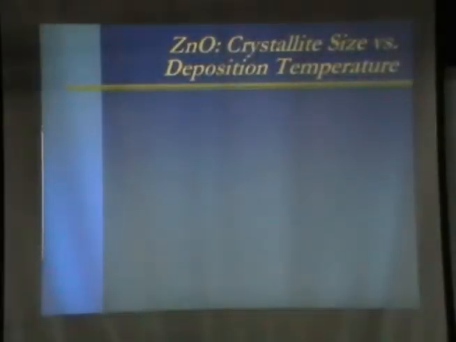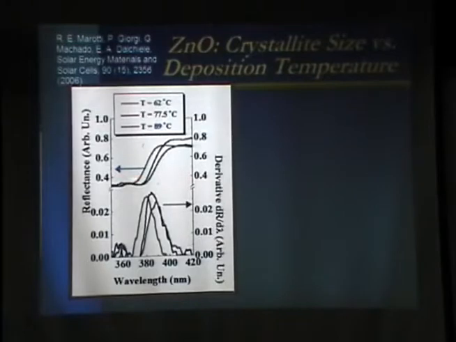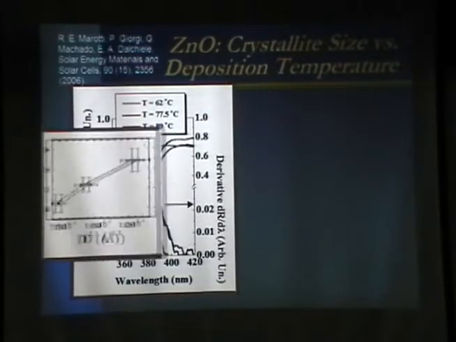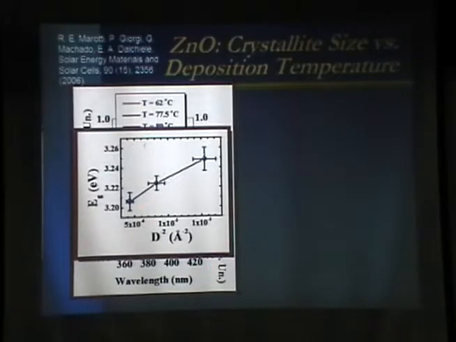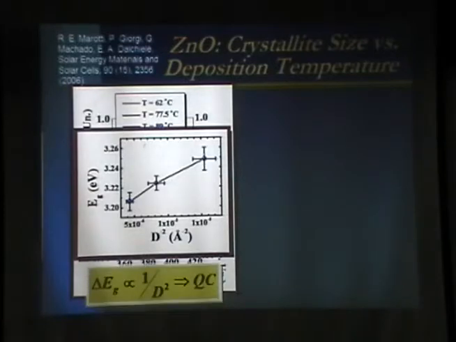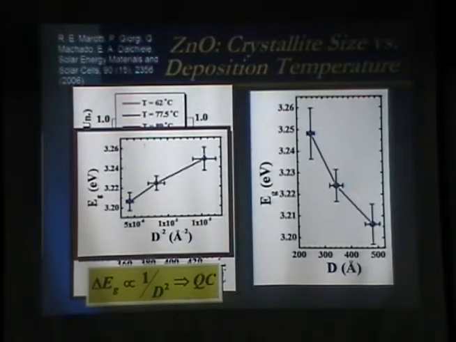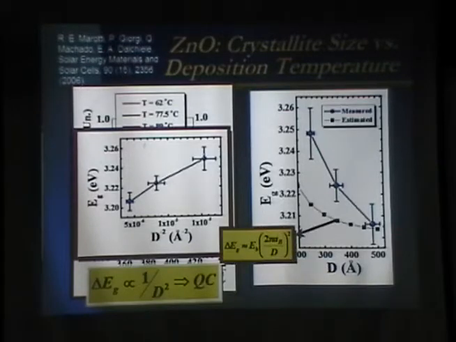And also, there is a shift of the absorption edge with the same temperature. So we try to correlate the absorption edge with the sizes, and there is a more or less linear dependence of the band gap energy with the inverse square of the size of the crystals. But when we try to compare the experimental points with the theoretical curve I showed you before, the problem is that the shifts here are larger than the one we have from the theoretical curve.